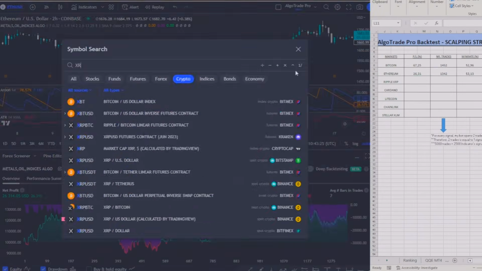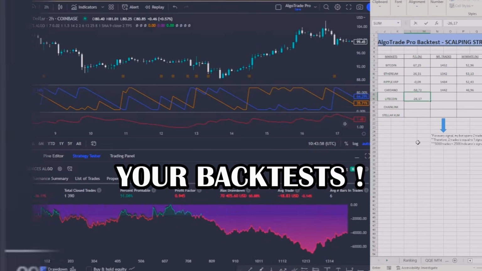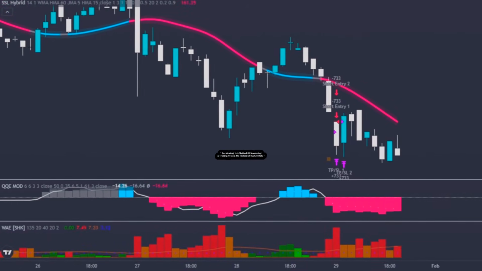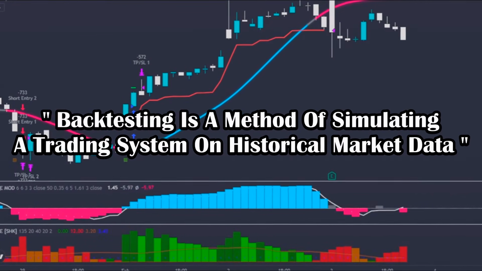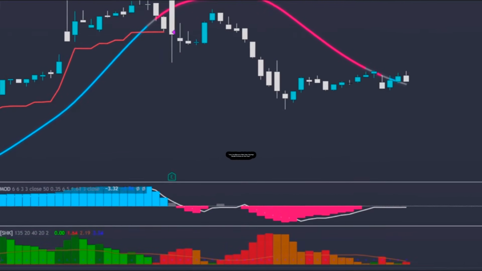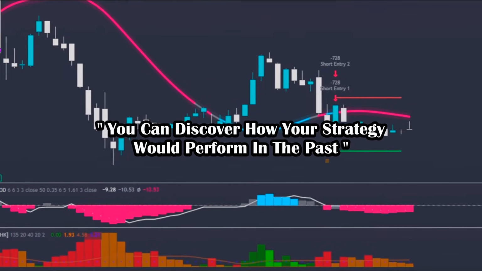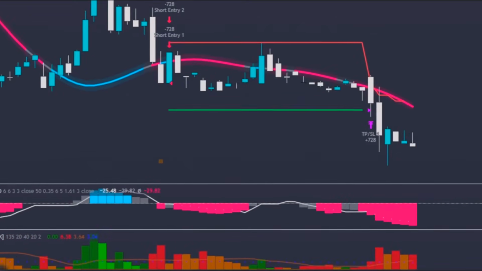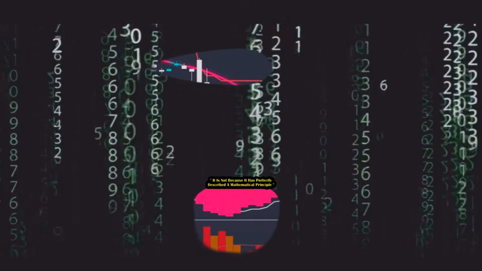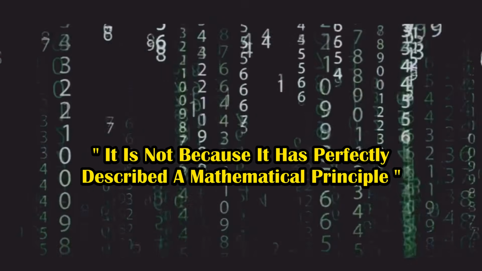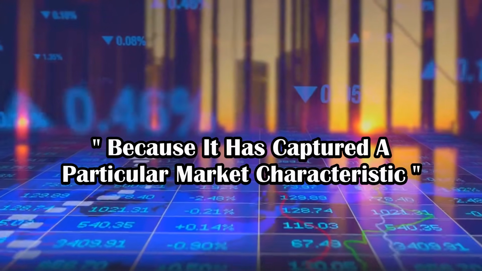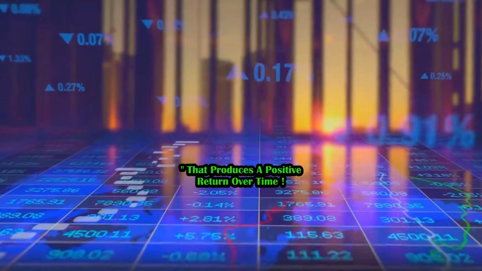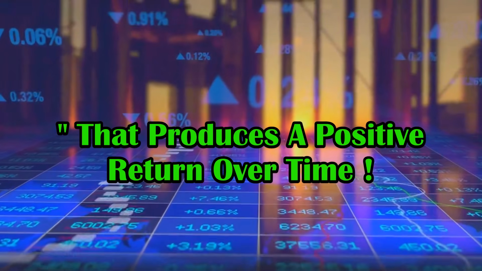So now I'm going to tell you how you should do your backtests. If you don't know, backtesting is a method of simulating a trading system on historical market data, and with that, you can discover how your strategy will perform in the past. When a trading strategy works, it is not because it has perfectly described a mathematical principle, but rather because it has captured a particular market characteristic that produces a positive return over time.